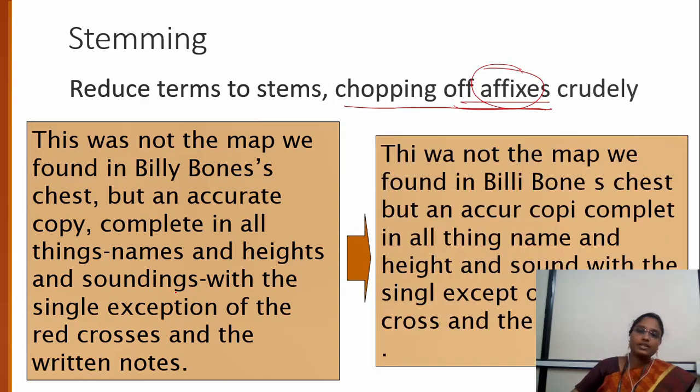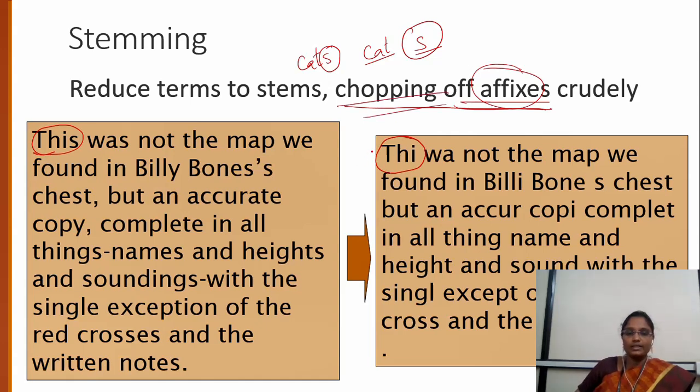What happens after stemming, you can see. As we have seen in cats, this "s" is considered as an affix, and so it is divided into two morphemes, one is cat and another is s. Every time this s comes, it is considered as an affix, and you can see here the word "this" has its s chopped off crudely, and the word becomes thi.